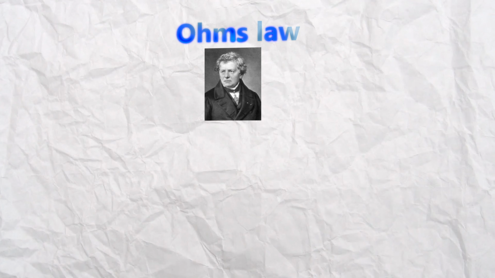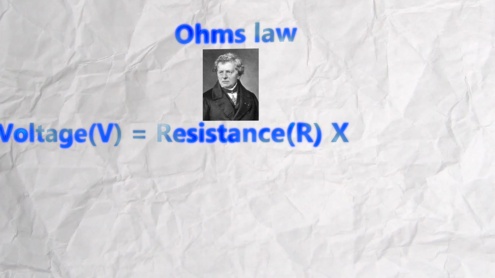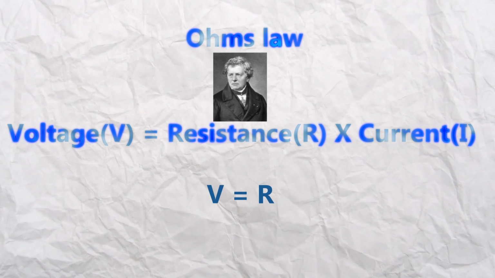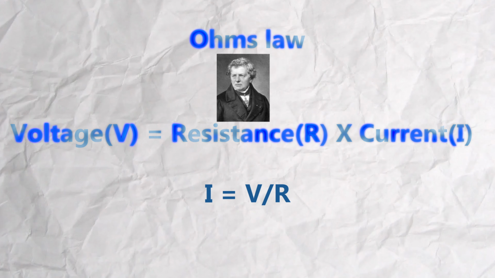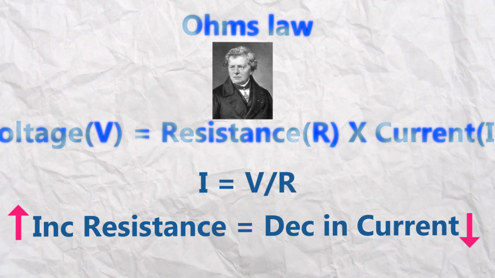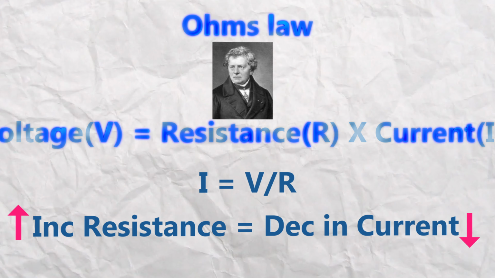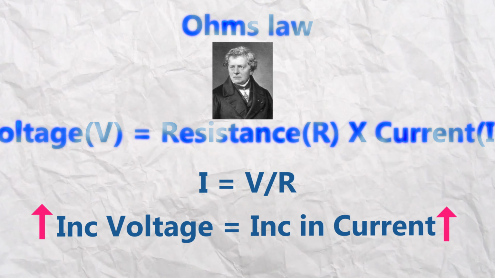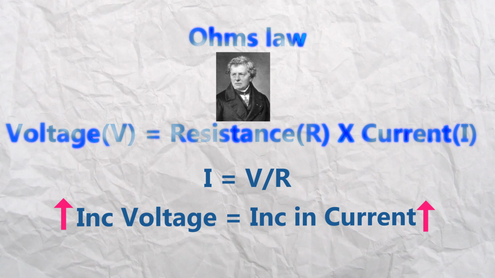Now, what are the factors by which we can increase or decrease the current? Looking at the famous Ohm's law, which states that voltage is equal to the product of resistance and current, and rearranging the values, we can see that increasing the resistance decreases the flow of current, and increasing the voltage will increase the flow of current.